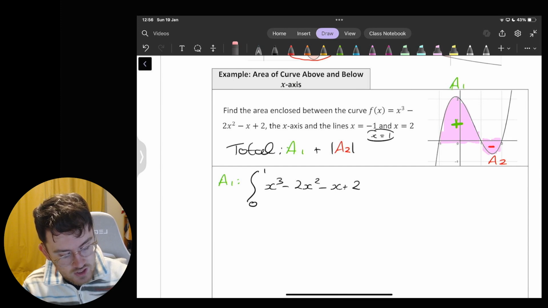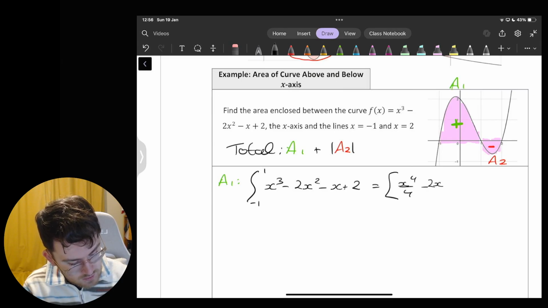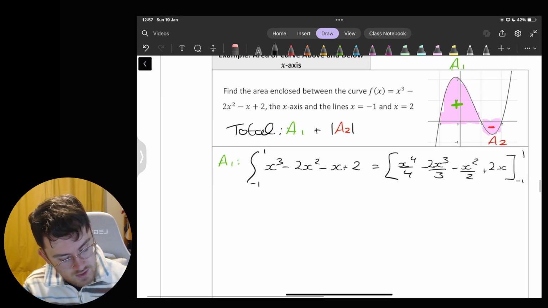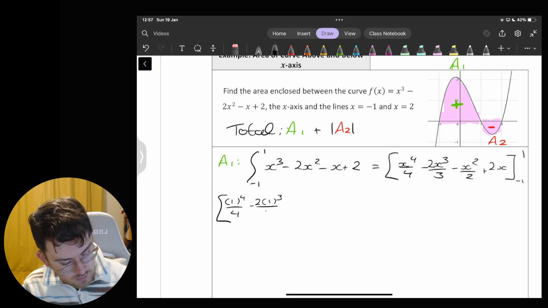Okay, so let me just change this here. It should be a minus 1. So let's do my integral. So x to the power of 4 over 4 minus 2x cubed over 3 minus x squared over 2 plus 2x, to be evaluated at minus 1 and 1. So let's fill that in. So 1 to the power of 4 over 4 minus 2 times 1 cubed over 3 minus 1 squared over 2 plus 2 times 1. And then filling in my minus 1 here as well.